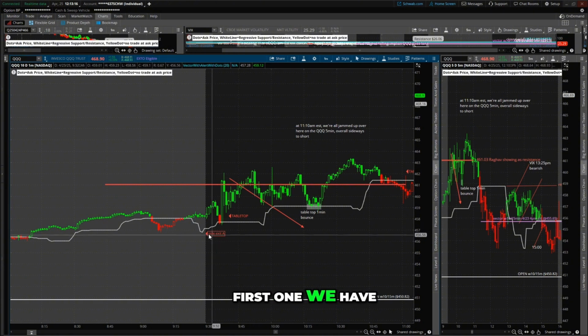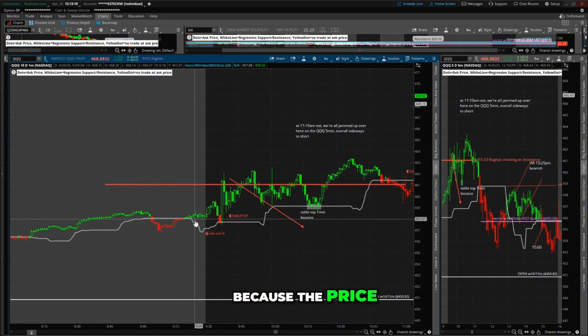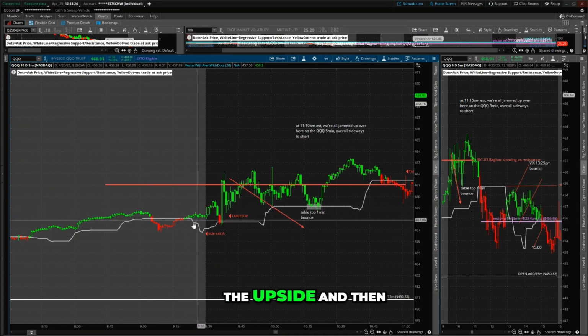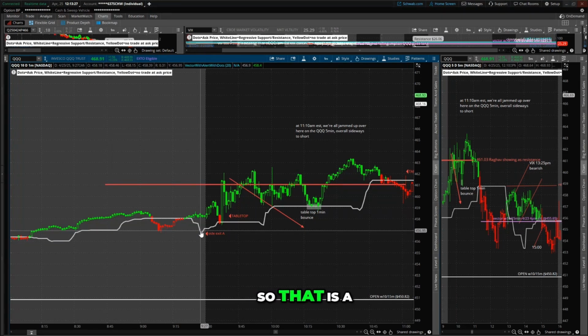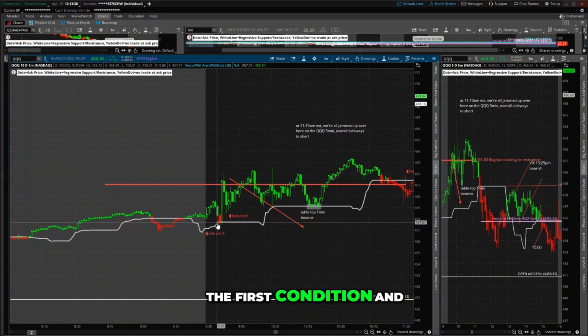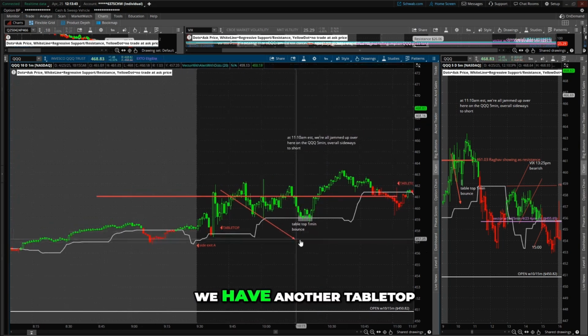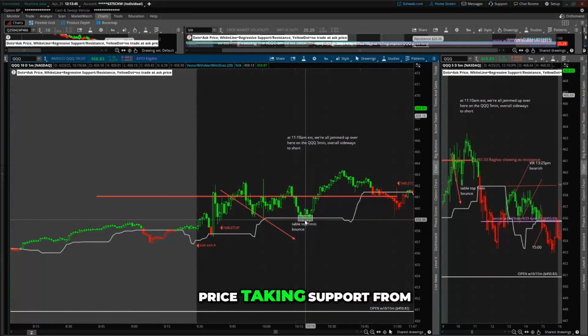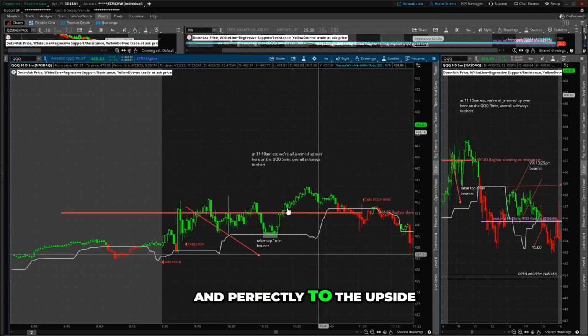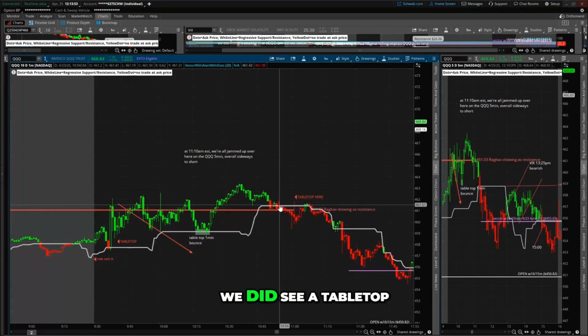So right here, first one we have a side exit A because the price moved to the upside and then the vector moved to the downside. So that is a side exit A pattern. Next up we have a tabletop right here that worked out pretty good. Right here you can see the adjustment up, the first condition, and then the price taking support from the tabletop. Next up, we have another tabletop right here, price taking support from the vector, seeing an adjustment up right here, and perfectly to the upside. Here, we did see a tabletop.